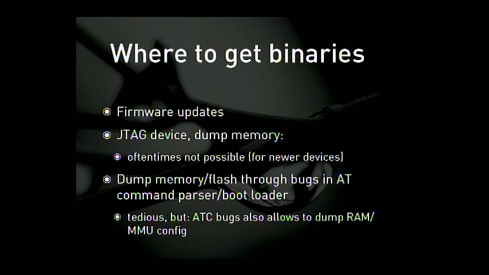So for me, it was firmware updates. And later on, I also had the ability on iPhones to dump memory through bugs in the AT command parser. So these are the bugs that are used by the iPhone dev team to produce the unlocks. But they can also be used for other things. So you can dump RAM or flash memory. You don't need to dump flash memory, but it's useful to be able to peek into the RAM to figure out whether the heap actually is at the address that you think it is. Also to get like the MMU configuration.